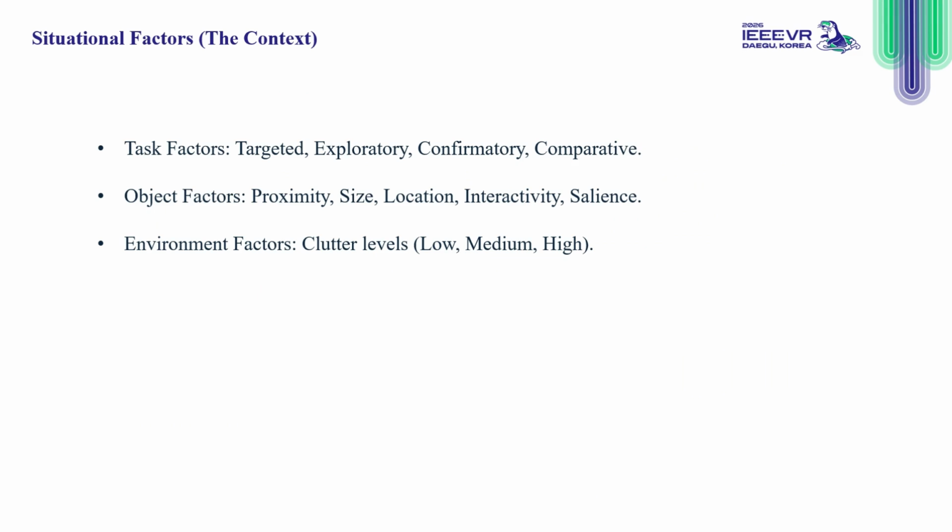Strategy selection isn't random. It's shaped by the situational context. We identified several factors across 3 layers. The task type, whether you're browsing or looking for a specific item. The object properties, like its size and distance, and the environment, specifically how much clutter is surrounding your target.